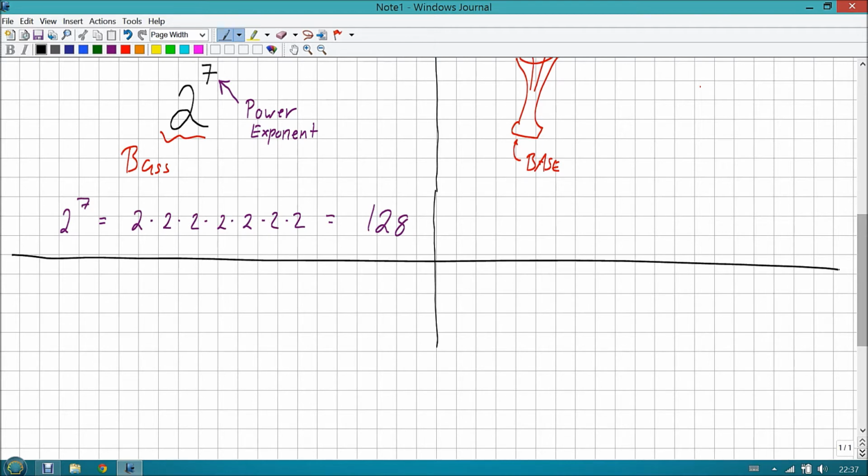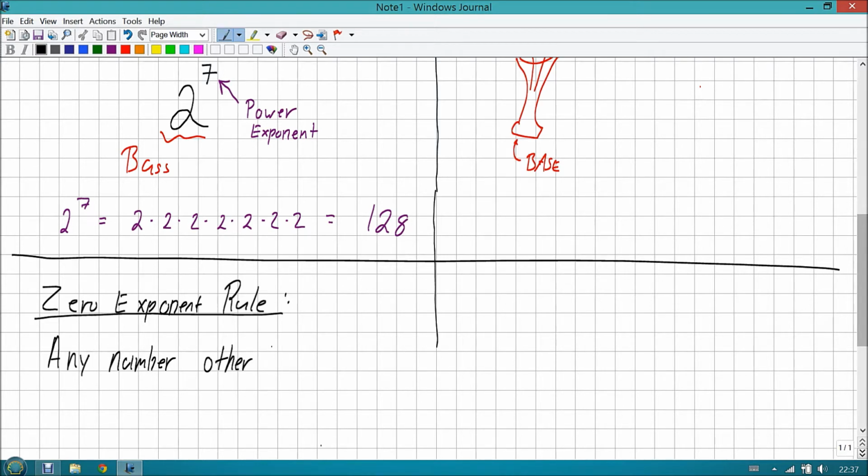Now there are some special rules when dealing with these. The first rule is the zero exponent rule. The zero exponent rule is really simple. Any number other than zero raised to the zero power is one. Now, of course, I know you guys love examples, so let's give a few.